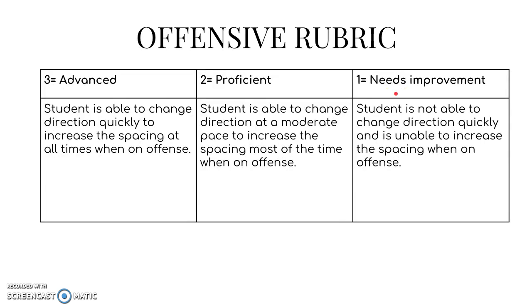On offense, my offensive rubric is similar. If a student is able to change direction quickly to increase the spacing at all times when on offense, they're going to be considered advanced. When a student is able to change direction at a moderate pace to increase the spacing most of the time when on offense, they're going to be considered proficient at this skill. And when the student is not able to change direction quickly and is unable to increase the spacing when on offense, they need some improvement, so they'll be placed at this level.